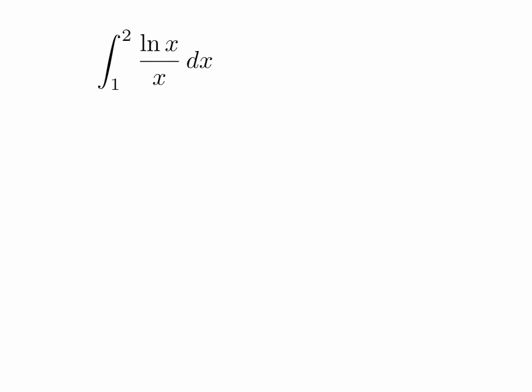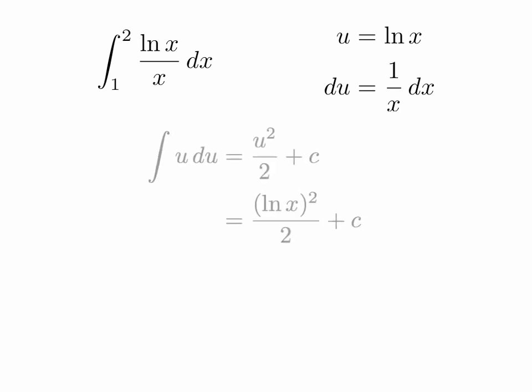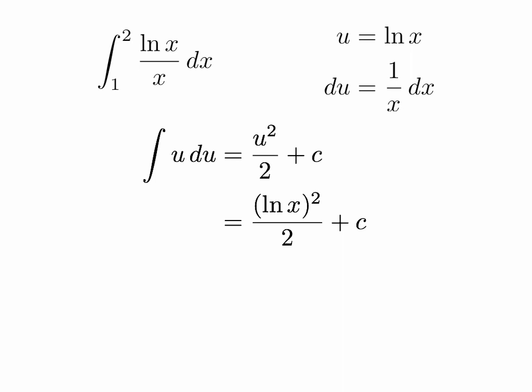Our third integral is a definite integral because it has limits, so it's the integral from 1 to 2 of the natural log of x divided by x dx. We will again need a u substitution. So let u equal the natural log of x, and du will be equal to 1 over x dx. Substituting in and first solving for the indefinite integral, we get the integral of u du as u squared over 2 plus a constant. Substituting in for u, we get that's equal to the natural log of x, all squared, divided by 2, plus a constant.